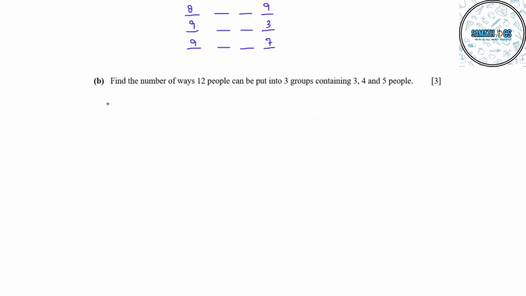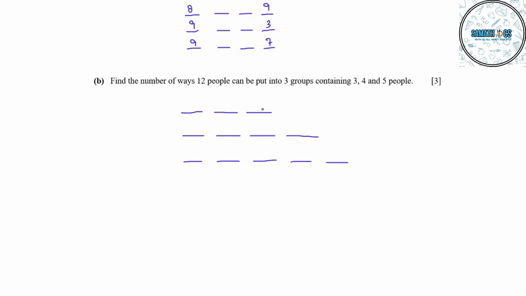Part B, find the number of ways 12 people can be put into 3 groups containing 3, 4, and 5 people. So we have to make 3 groups. One of 3 people, second of 4 people, and third of 5 people.